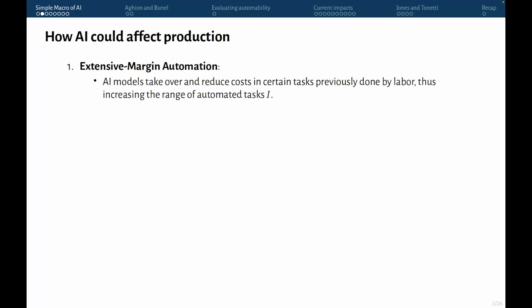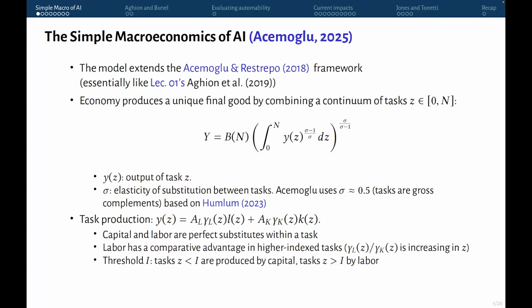Yep. How do we have any idea how substitutable all tasks are? On labor, at least I can go and measure those things. I don't even know what a task is. Yeah, I mean, I agree. I don't think we should take the sigma is approximately 0.5 that seriously. I actually don't really know that Humlum paper that he's basing his estimate off of that well. I think in the Jones and Tonetti paper we're going to talk about later, they consider a 0.3 to 0.7 range. I agree with you, it's an issue.